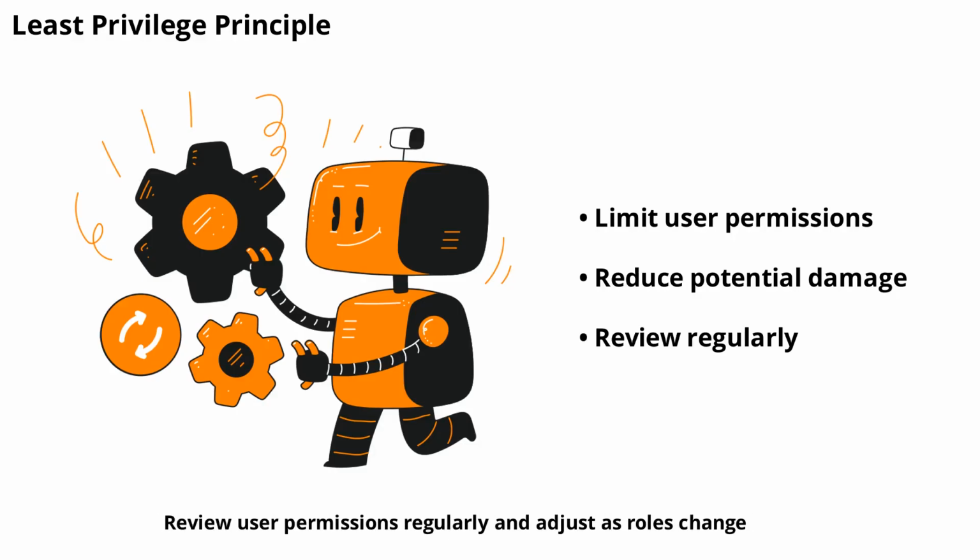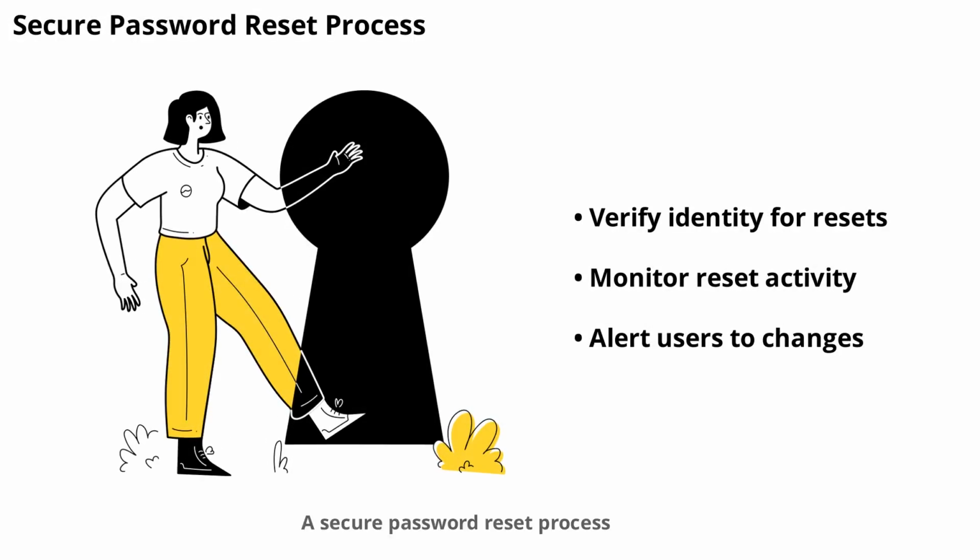Review user permissions regularly and adjust as roles change. Applying least privilege is a core security best practice for any software environment. A secure password reset process prevents attackers from hijacking accounts. Require identity verification, such as email or SMS confirmation, before allowing password changes.